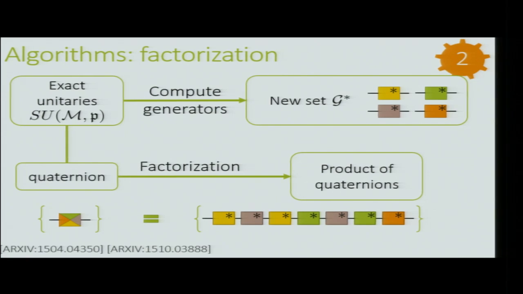we present an algorithm that allows you to compute the generators of it. So we compute a new set of generators, which we call G star, and the interesting feature of this set of generators that we compute is that it allows you to do factorization very easily.